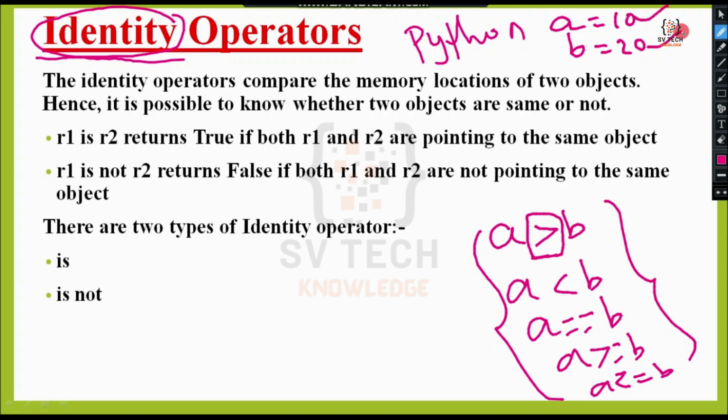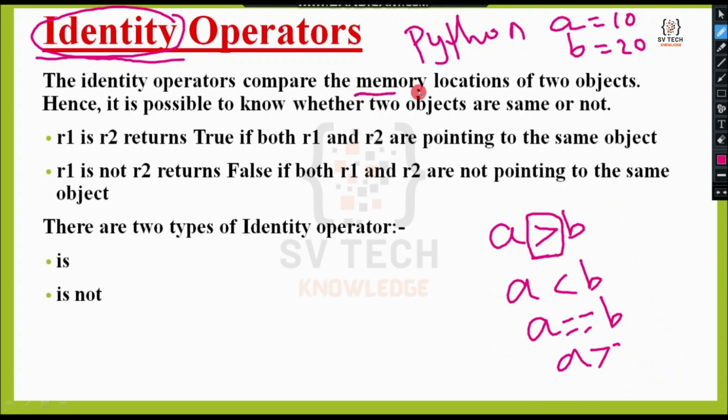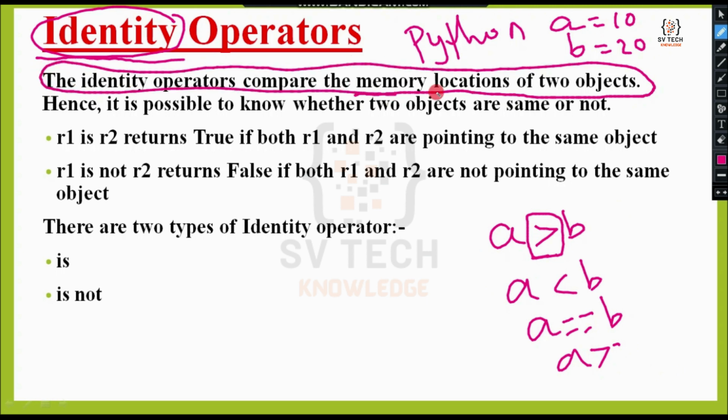It checks the values. But here, the identity operator checks the memory locations. It does not check the values. It checks the memory locations of two objects. Hence it is possible to know whether the two objects are the same or not.